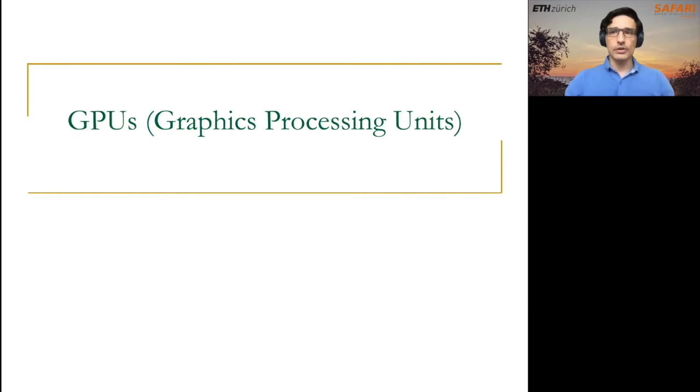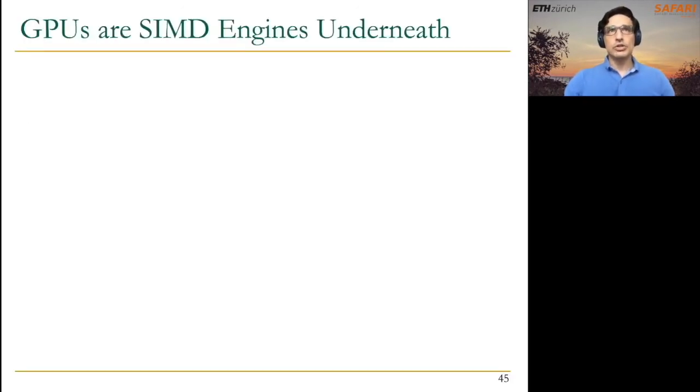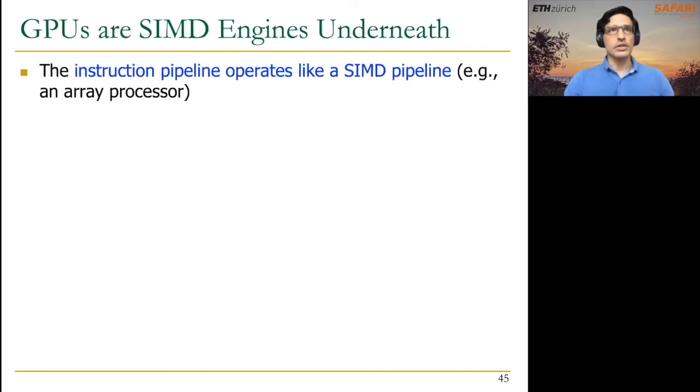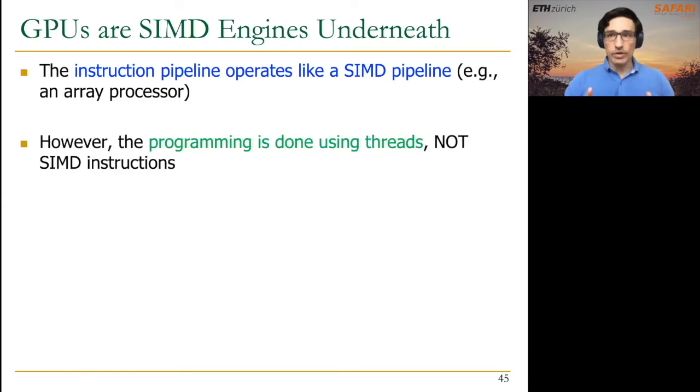So let's start with the SIMD side of the GPUs. GPUs are SIMD engines underneath. There is an instruction pipeline that operates like a SIMD pipeline. However, there is a main difference here. It resides in the fact that we don't need to write vectorized code. We don't need to use vector instructions, but we are going to program this GPU using threads. And this is a key advantage from the programming perspective.